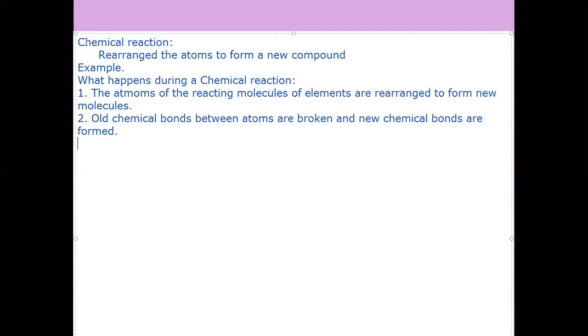The third one is: bond breaking absorbs energy, bond formation releases energy.